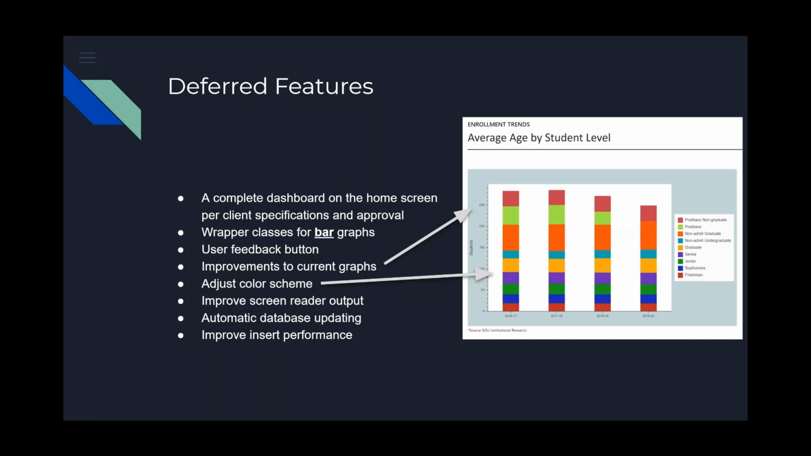We tested for screen reader output this term, and there are changes that we intend to make to the product next term in order to improve this output. Finally, we started this term by attempting to implement the automatic database updating and improved insertion performance, but we ended up just spending an enormous amount of time learning the backend and building up a foundation in order to do these things next term.